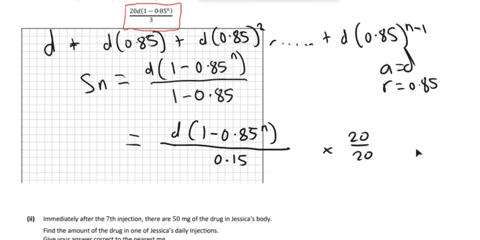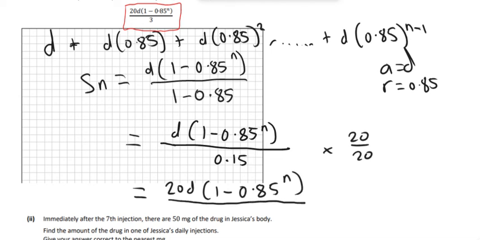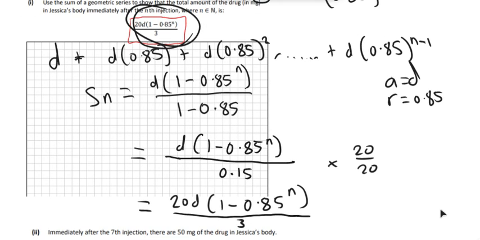So that's the trick here. We're not actually changing the fraction, we're just multiplying it by 1, but we're changing the form of it because we're multiplying by 20 over 20. That would give us 20D times 1 minus 0.85 to the power of n, the n should be inside, all over, and if we multiply the bottom by 20, 0.15 times 20 gives us 3. It gives us what we want from the box up here. So we've put it into that form, and that part is done.